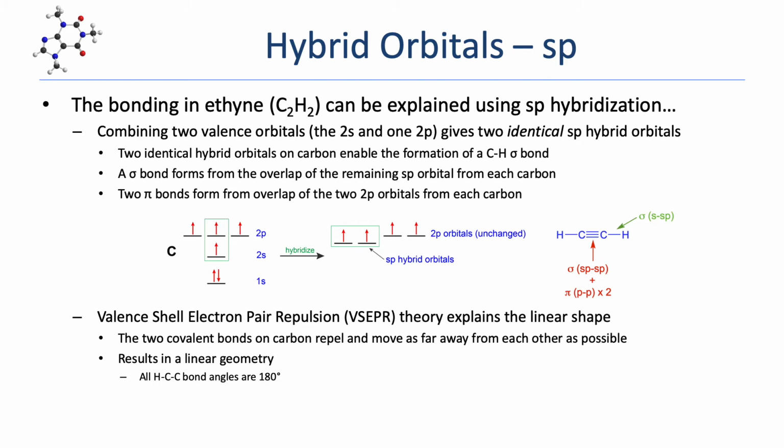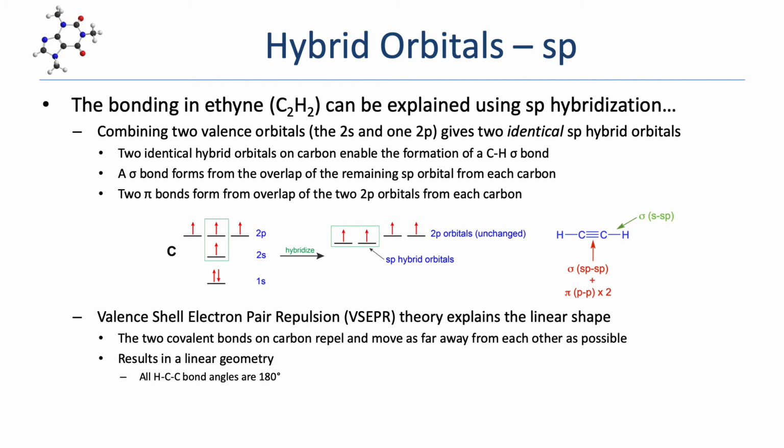And that's what we're going to use to explain the bonding in ethyne. Ethyne has a formula of C2H2. Now, let's take one of those carbons and mix together the s orbital and one of the two p orbitals. That would create two new hybrid orbitals, right? These are going to be sp hybrid orbitals. And we still have those leftover p orbitals, right? They didn't change.